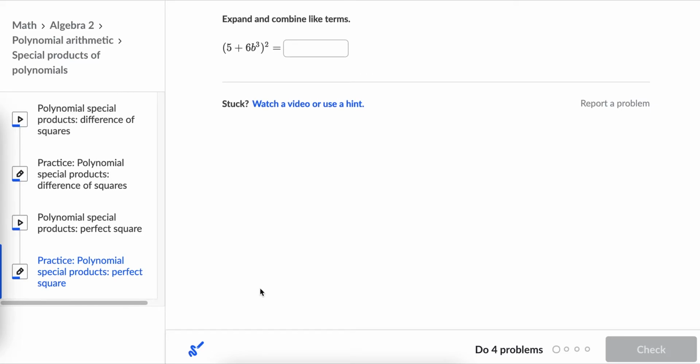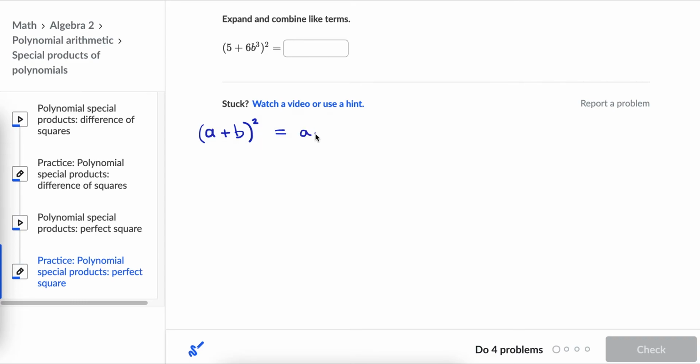Okay, so the same kind of idea goes here. So let's recall our perfect square rule. It looks something like this. If you've got, let's say, a plus b, we'll start with a plus b and we'll square it. And let's recall that that looks like this.